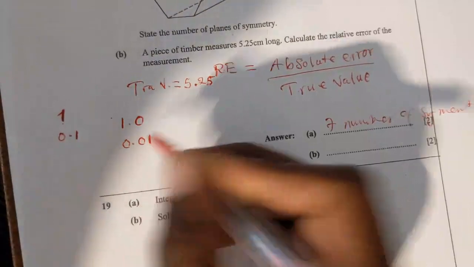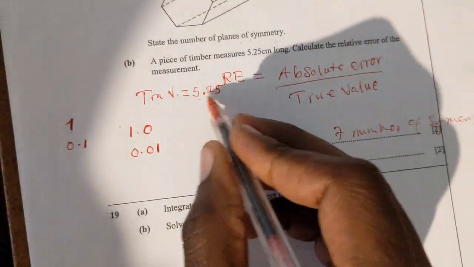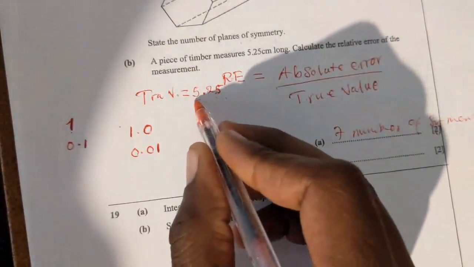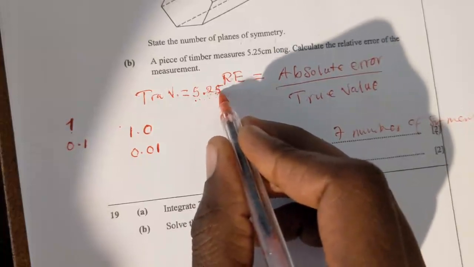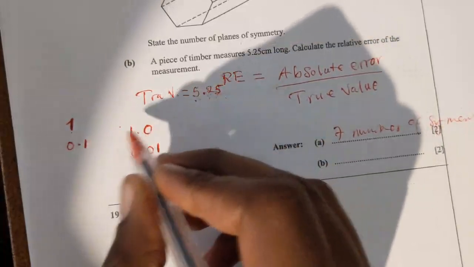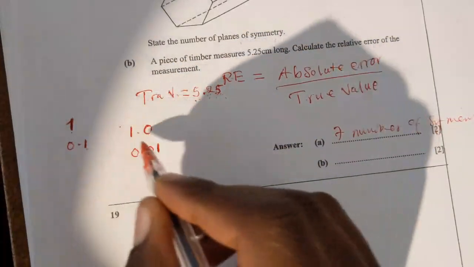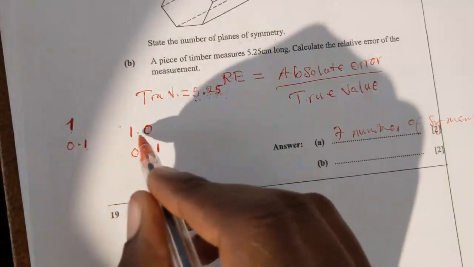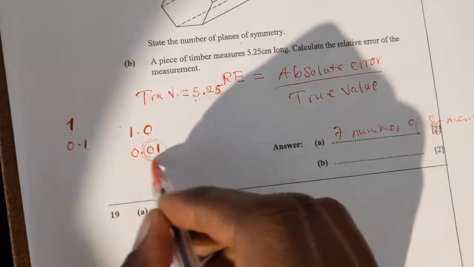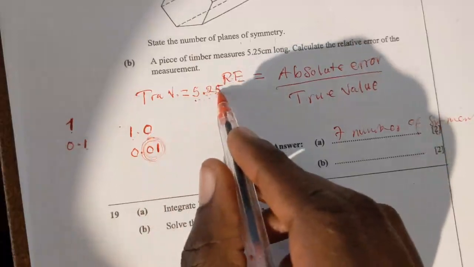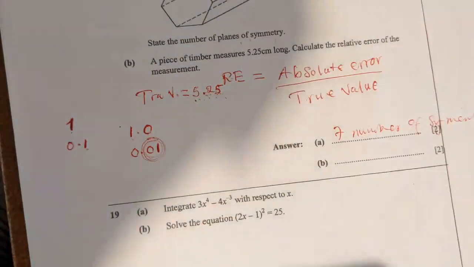Now, the number that we have been given is 5.2, so it has 2 decimal places. When it has no decimal place, it is like this. This is the absolute error. When it has 1 decimal place, the error is going to have 2 decimal places. When it has 2, it is going to have 3 decimal places. Decimal places are numbers after a decimal point.